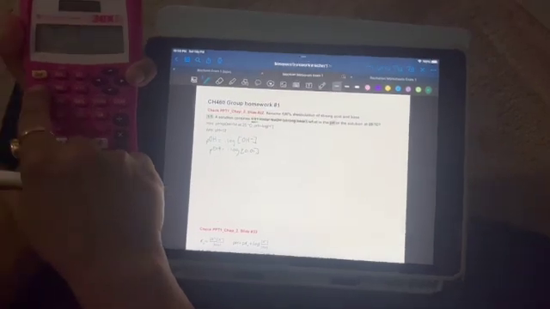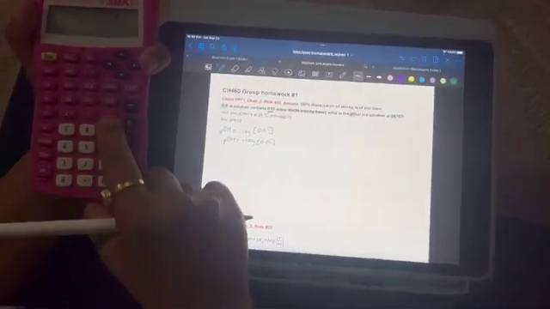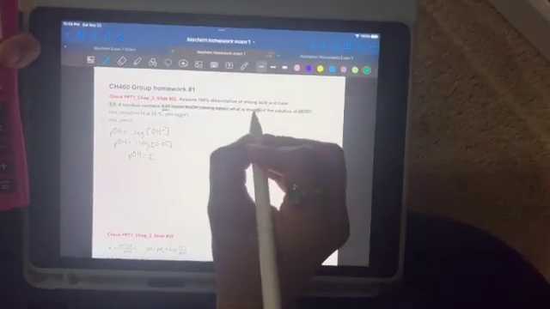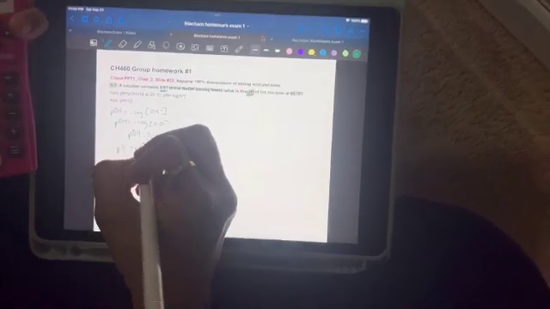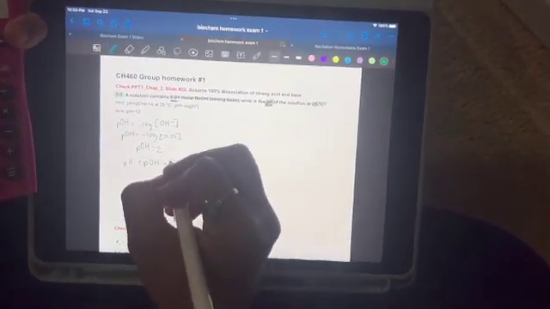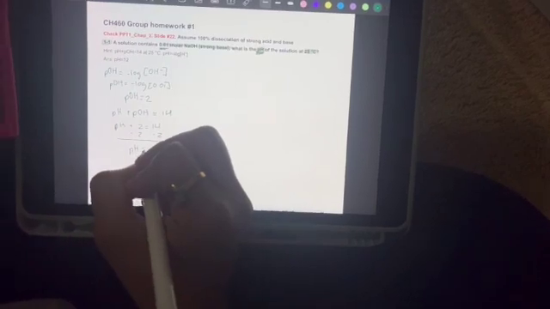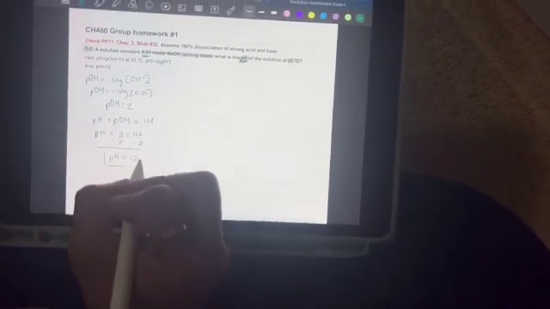So negative log 0.01 is going to give us a pOH value of 2. However, the question asks for the pH. So to be able to get the pH, we're going to have to plug the pOH value into this formula. We'll subtract 2 from both sides, and that will give us a pH value of 12. That's our answer. So for homework number 1, I have number 2 to do.